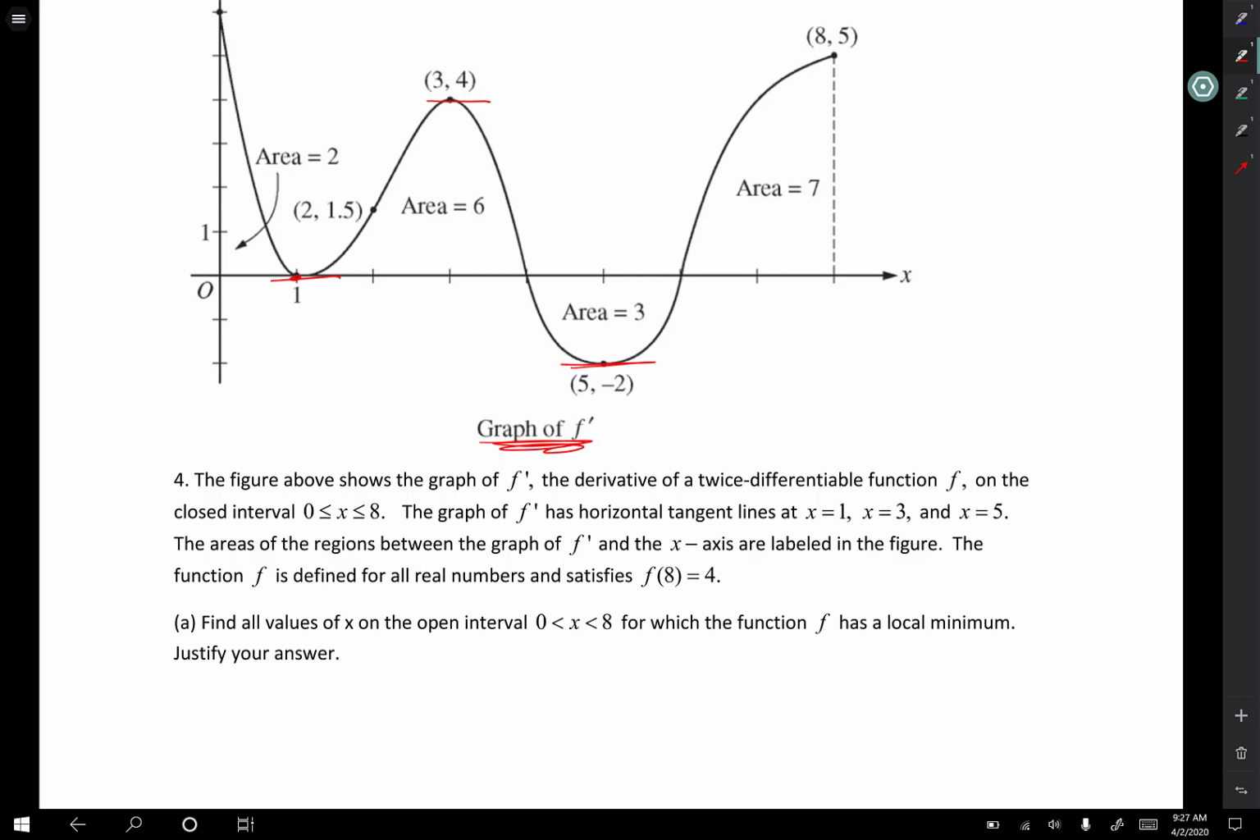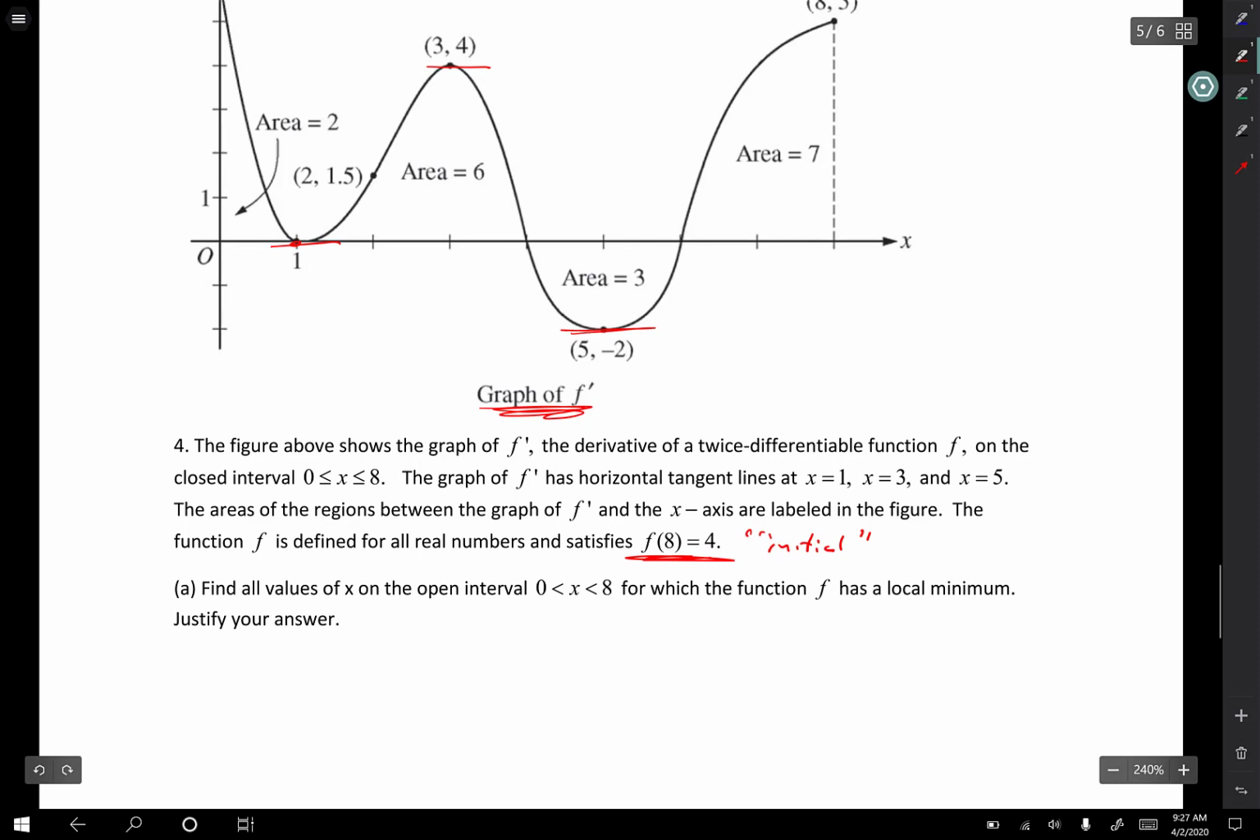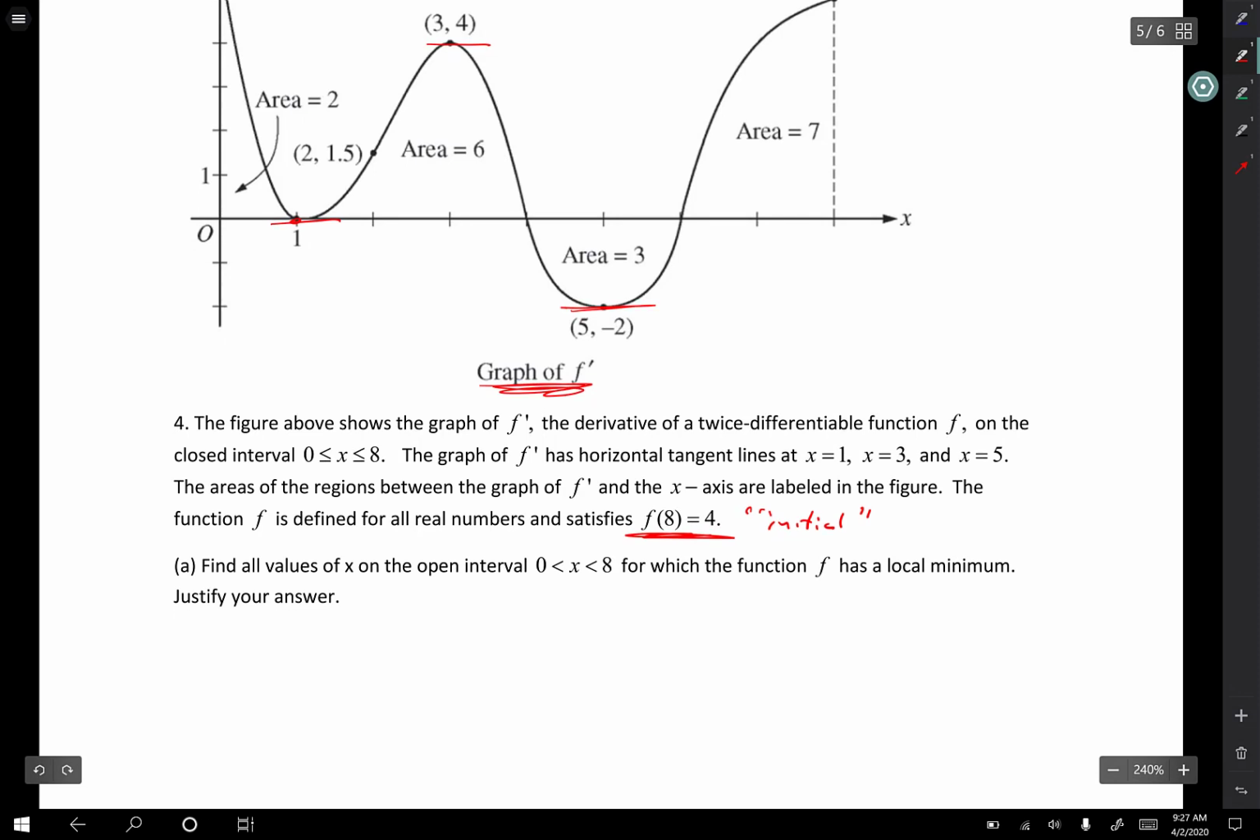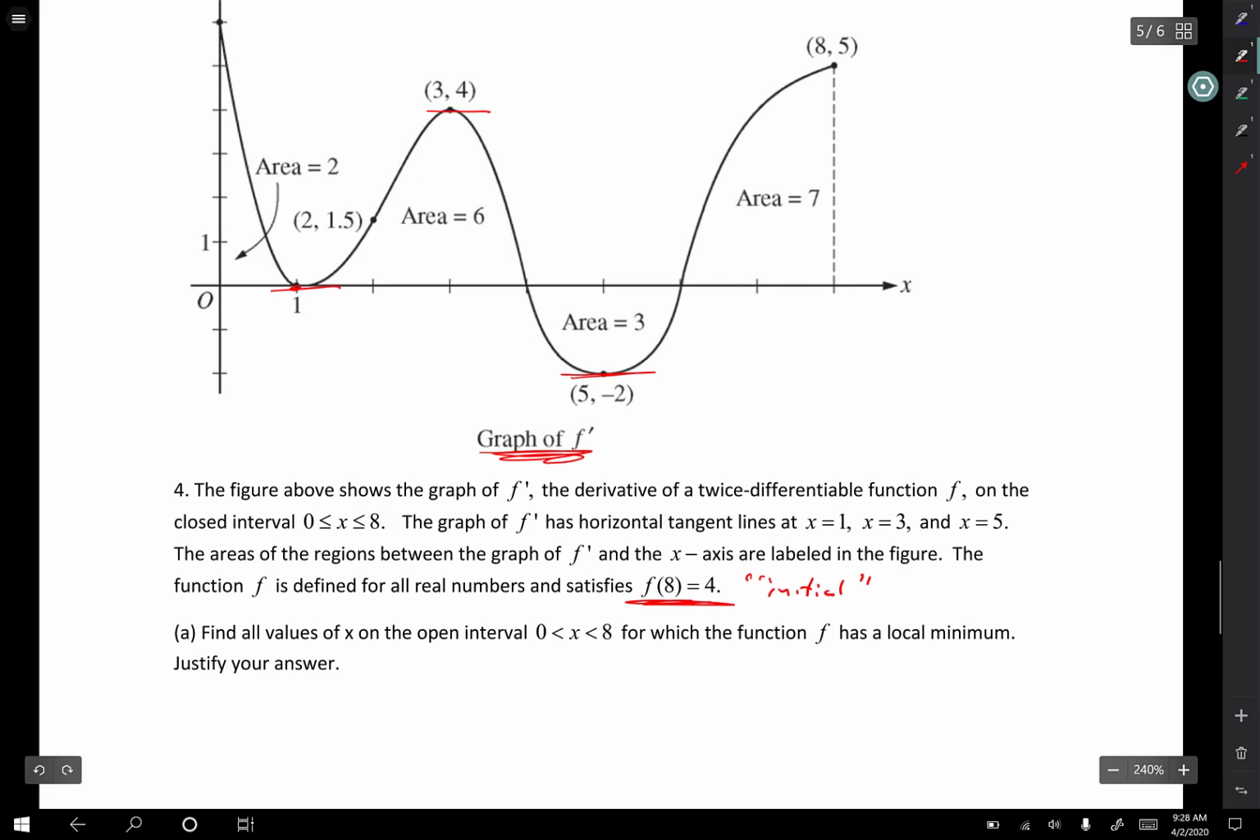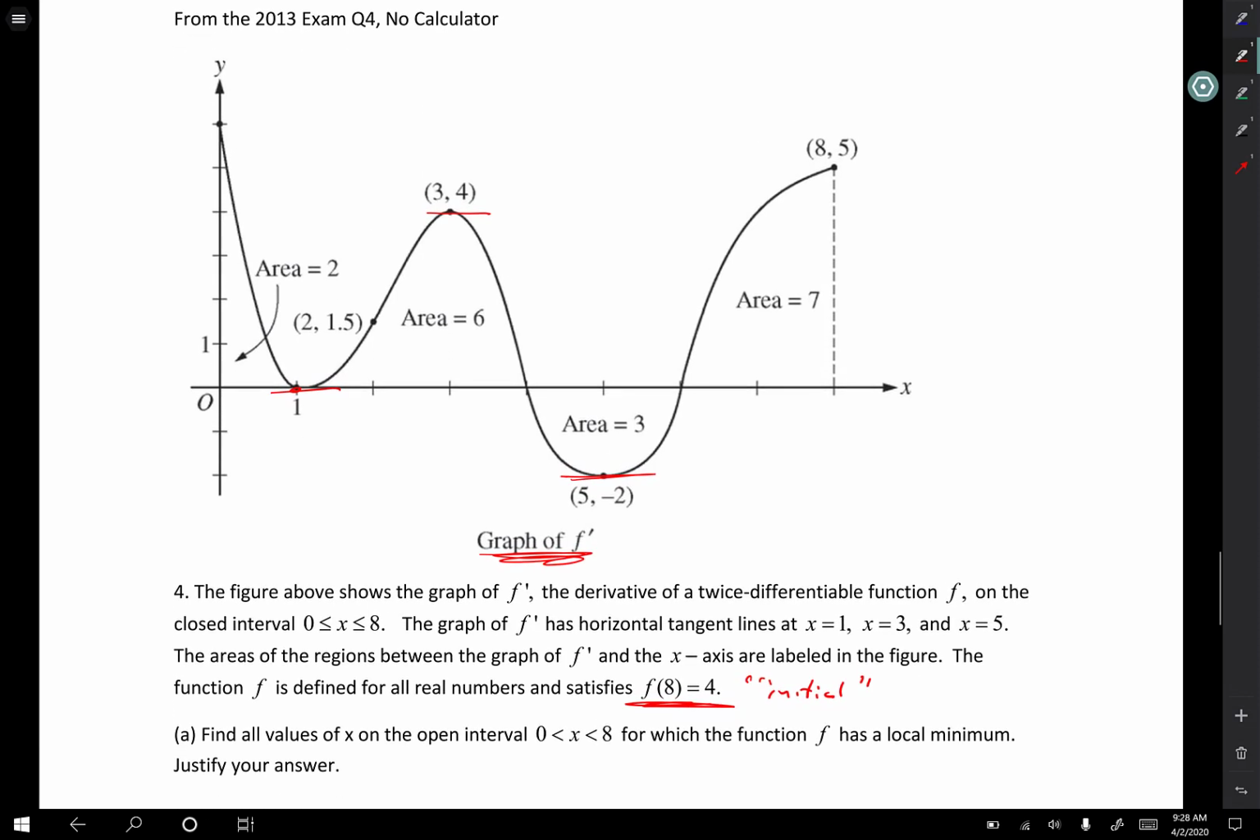The function f is defined for all real numbers and satisfies, okay, I always label this initial. And maybe this is not technical, but I always label it like initial in case they're going to ask me. I believe they're going to ask me what's like f of something. Find all values x on the open interval 0 to 8. So I'm not looking at my endpoint, for which the function f has a local min. Oh, interesting that they said local min on this one, because I already understand this one pretty well, guys. This is f prime. I'm already warmed up, so I'm sorry, guys.